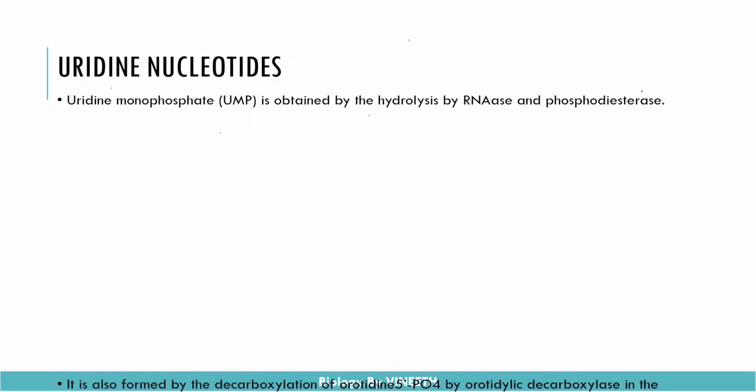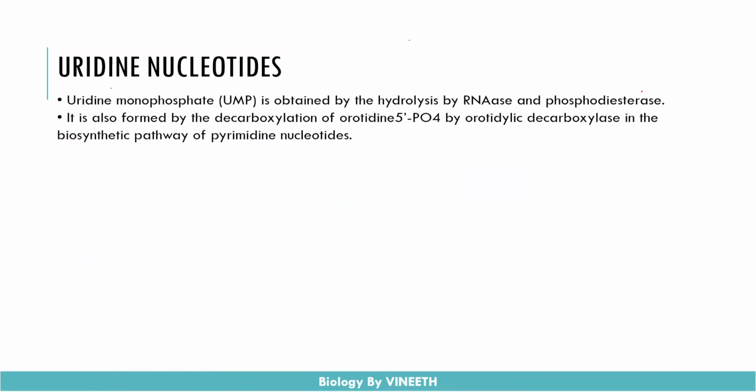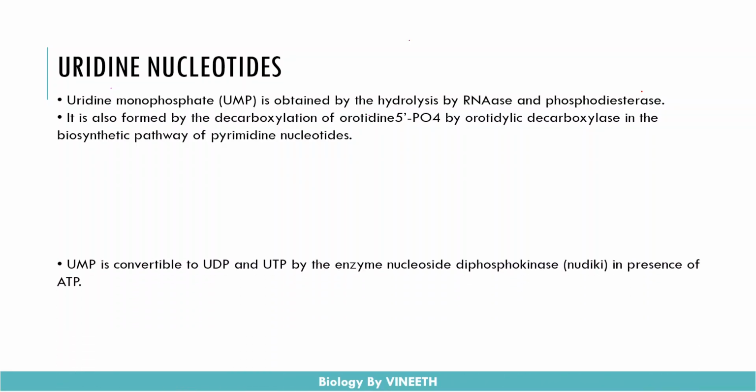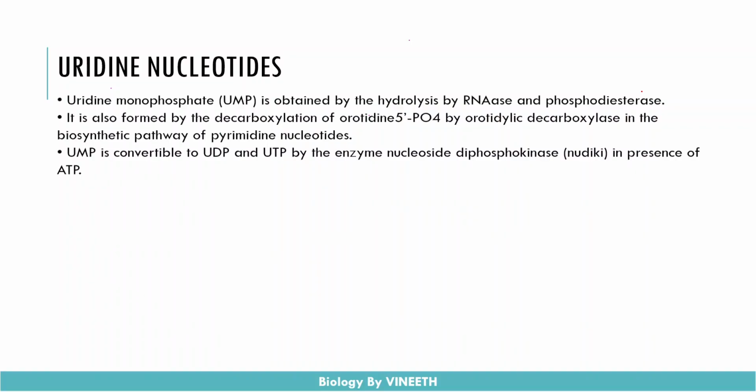And then we have the UTP. The major role of the uridine nucleotides is seen in the glycogen synthesis. So in the glycogen biosynthesis pathway, this uridine UDP actually combines with glucose 1 phosphate and forms UDP glucose.